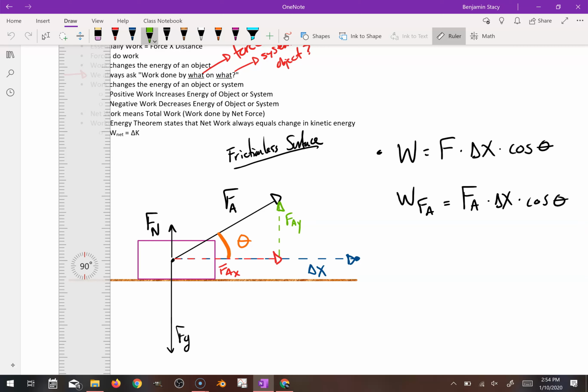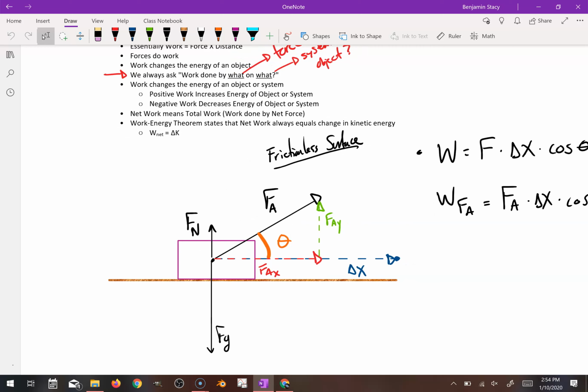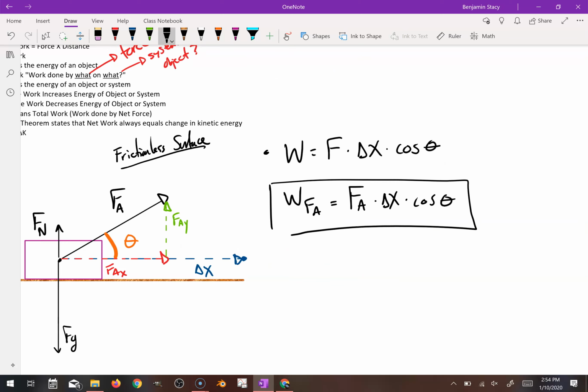If they're pointing to the right, then they're going to do positive work and help the thing speed up. If there are any forces that have horizontal components pointing to the left, then they would be pointing in the opposite direction of the object's motion and be doing negative work and taking energy away from it, trying to slow it down. So our work here, if we said work by the applied force, then we would have force times delta x, the distance over which it's applied, times the cosine of the angle. And that angle is theta.